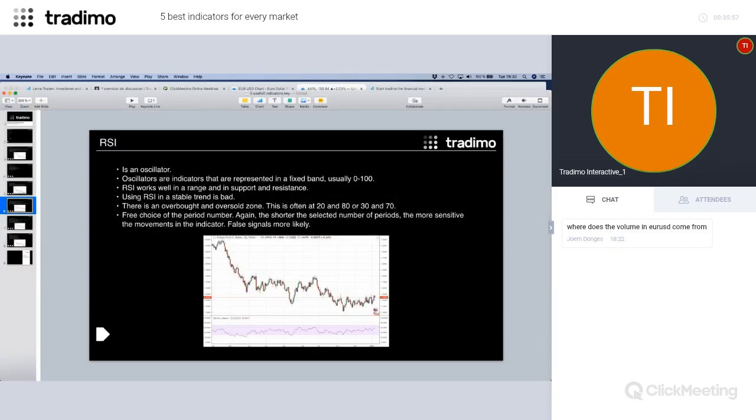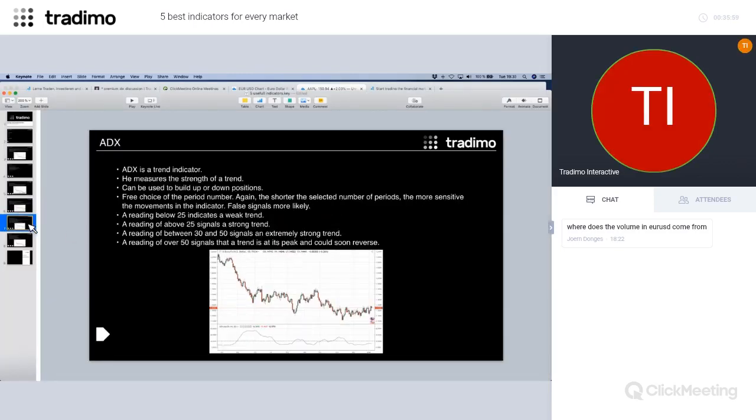Yeah, then let's continue. We have two more indicators. So the next one is the ADX. The ADX is a trend indicator, and the ADX helps us a lot with identifying a trend, if a trend is strong or not strong. And yeah, it can be used to make scaling in.